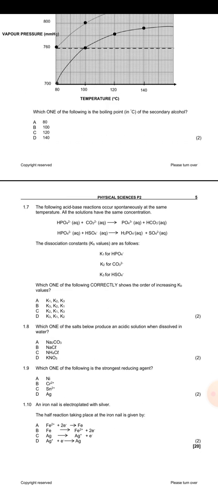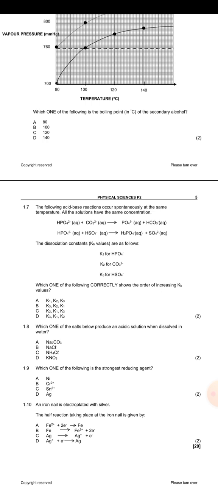Then we go to 1.7. The following acid-base reactions occur spontaneously at the same temperature. Okay, all the solutions have the same concentration. The dissociation constants Kb values are as follows. Kb, for bases, so more basic. We shall see which one is more basic there. K1 is for HPO4, K2 is for carbonate ion, then K3 is for HSO4 minus. Which one of the following correctly shows the order of increasing Kb values?